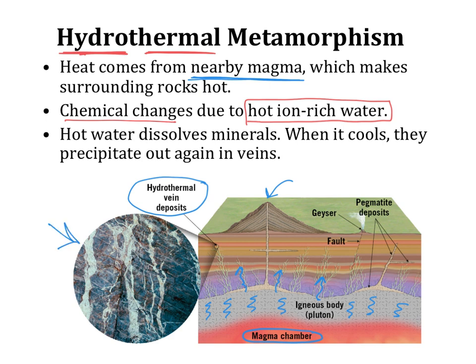And you're seeing some of those veins in this picture of a rock. So these are the veins. The water, the fluids moved through there and deposited crystals as they went. So that's one form of hydrothermal metamorphism.